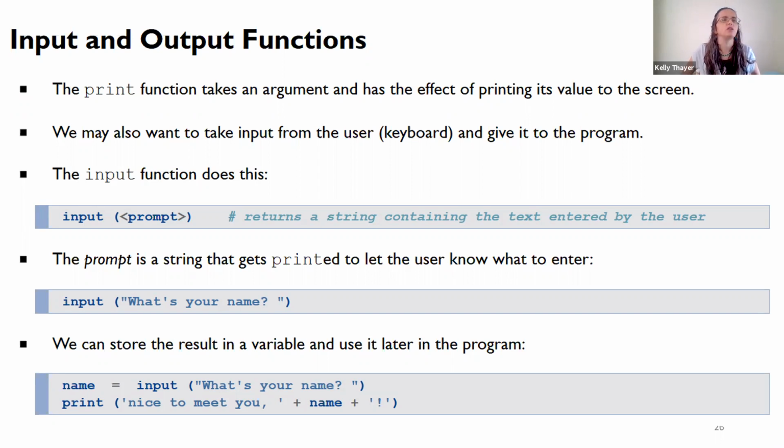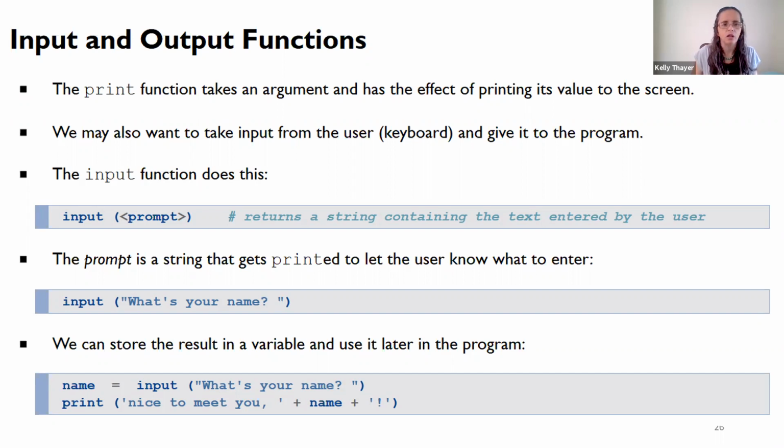The input function is the built-in Python function which performs that activity. If you have input and then you give some prompt, the prompt should be the question. If the program stops running, the person needs to know why, and if you didn't prompt them, they wouldn't know to type something. So the prompt is the string that gets printed to let the user know what to enter. If we have input, what's your name? The user will see what's your name, and then they'll know that the program has stopped and is waiting for them to type their name.